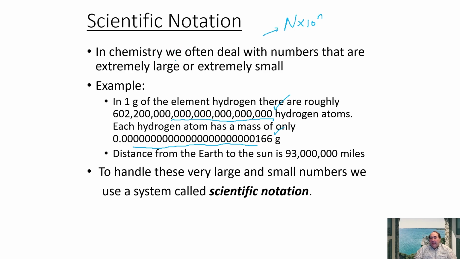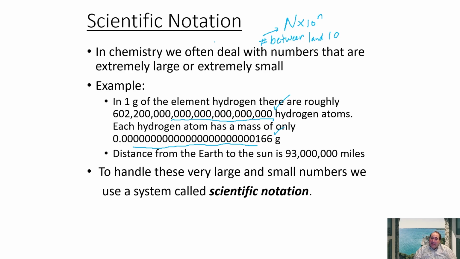And this first N is a number between 1 and 10. And that means 1 is okay, 10 is not actually. So it cannot be 10, 20, 100, 200. Also, it can't be less than 1 either. So it can't be like 0.9, 0.8 or anything like that. So it's got to be at least 1, but not 10.